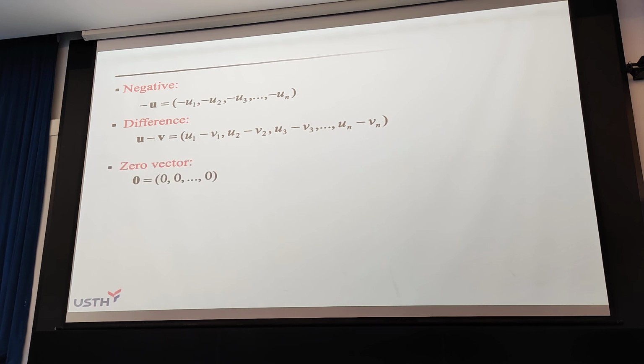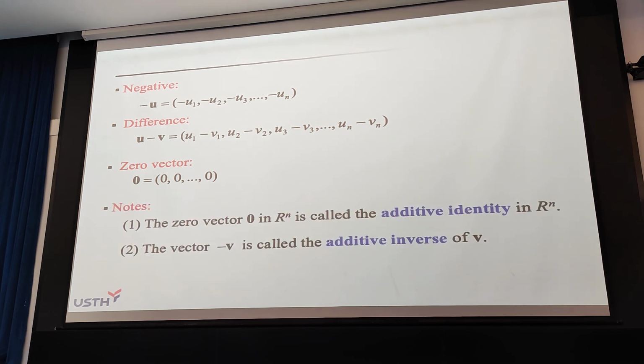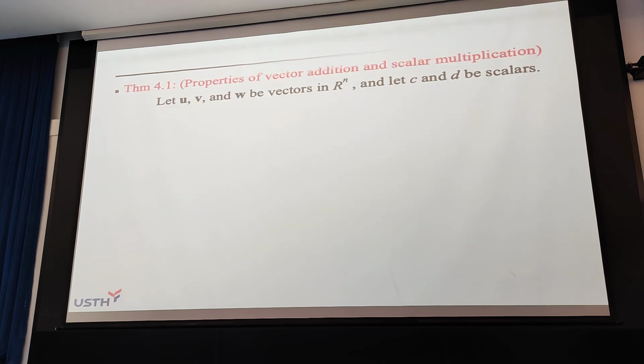And we have the zero vector. Zero vector is a sequence of n numbers, and all the numbers in the sequence are zero. Zero vector is 0, 0, 0, 0, n times. And now, once again, 0 in Rn is the additive identity in Rn, and minus v is the additive inverse of v. I will not go into the detailed explanation here.